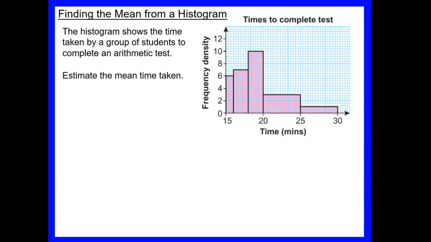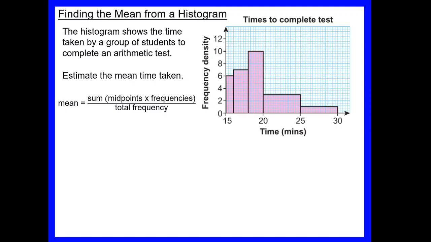Okay, so now we're going to start to have a look at how we can use our histograms to help us with the distribution. We're going to start off by finding the mean. Now remember, a histogram is showing us grouped frequency. So just like a grouped frequency table, we can find the mean in a similar way.